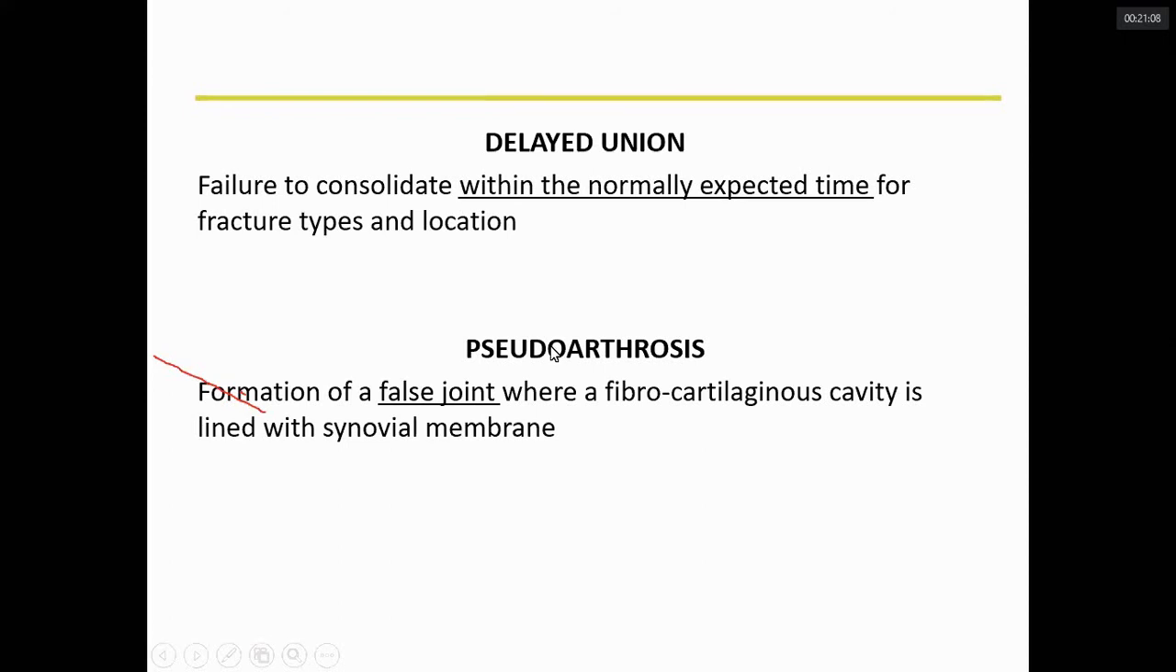Another definition, pseudoarthrosis. If there is non-union, what will happen? There will be fibrous tissue along the joint. There will be formation of a pseudomembrane along the joint, and it will act as a false joint. So there will be no pain. There will be abnormal mobility at the site of the fracture, and it will behave like a false joint. Hence the term pseudoarthrosis. So this is an example of non-union. The fracture has not united, and the body has created a false joint around the fracture.